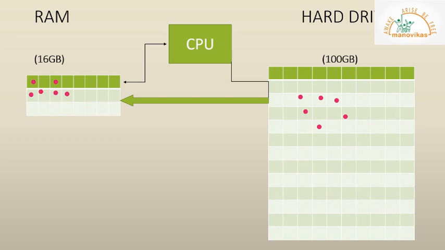Now often it is said that when your computer is not performing well or if it is slow, you should increase the size of the RAM. So definitely the accessibility of the CPU to the data will be more and the performance of your computer will be better. So the more memory you have, the better the performance of your computer will be.